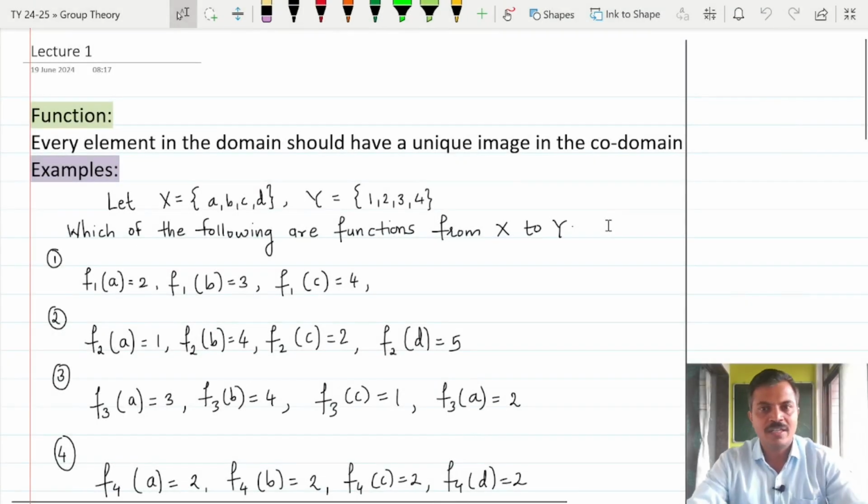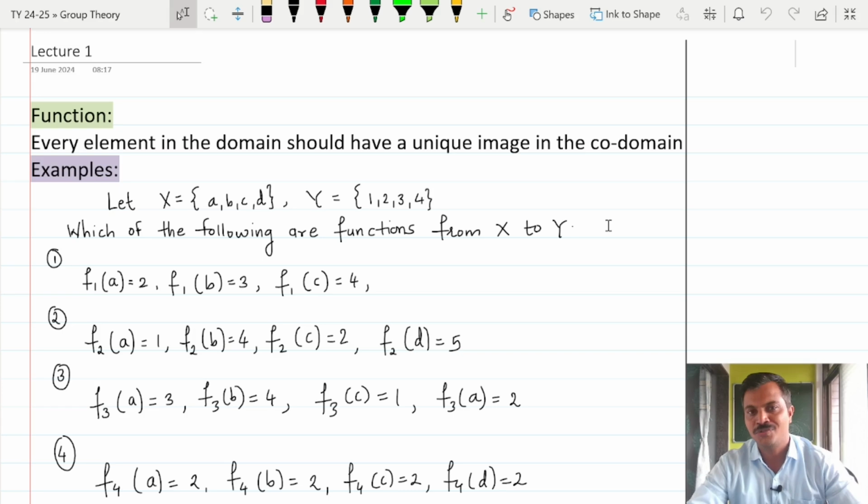This is the introductory lecture of group theory, but in order to understand the definition of groups, we should know what a binary operation is. But in order to understand what a binary operation is, we should know the definition of a function. So in this class, we are going to start with the definition of function first.